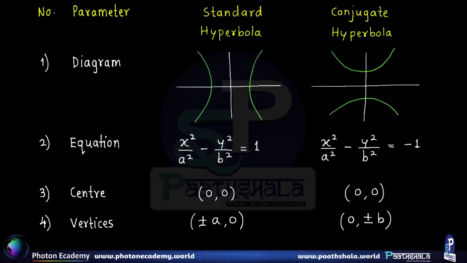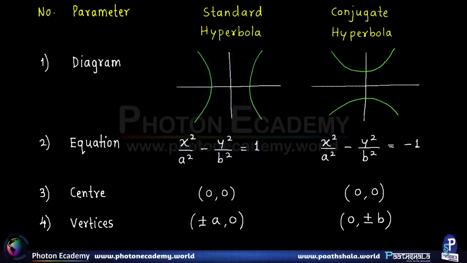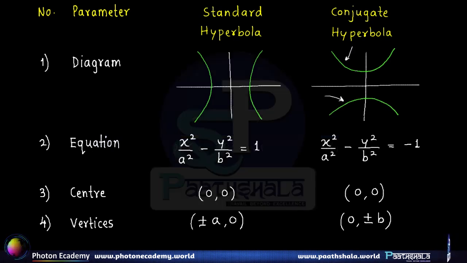Now let us summarize the different parameters of hyperbola with respect to the two standard configurations, that is either a standard hyperbola or a conjugate hyperbola. Firstly, as far as the diagram is considered, here it's on the screen. For standard hyperbola, the two branches of the hyperbola open in either positive x direction or negative x direction, whereas in case of conjugate, the two branches open towards positive y-axis or negative y-axis.